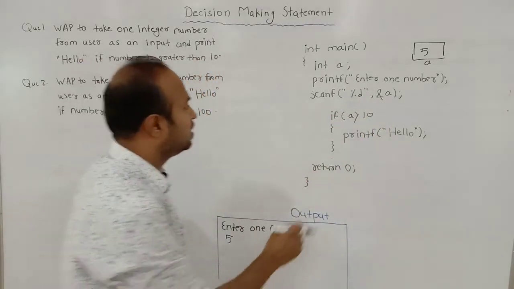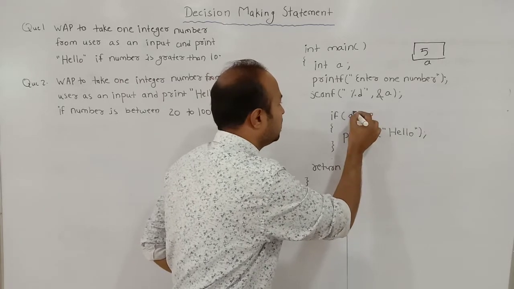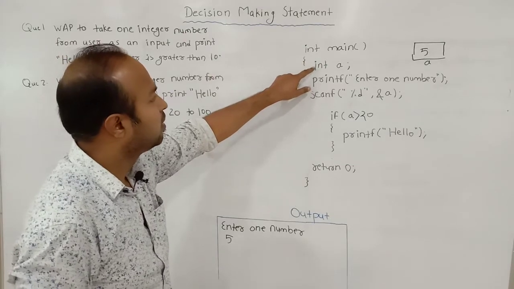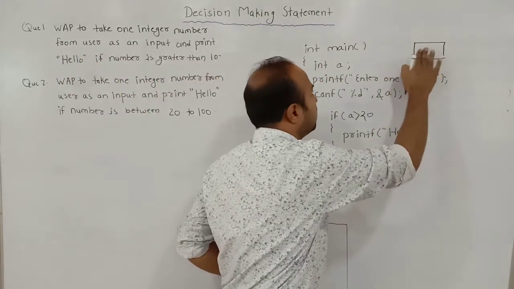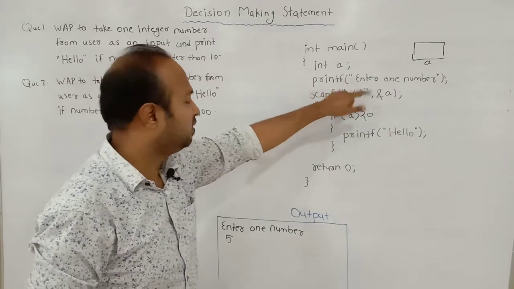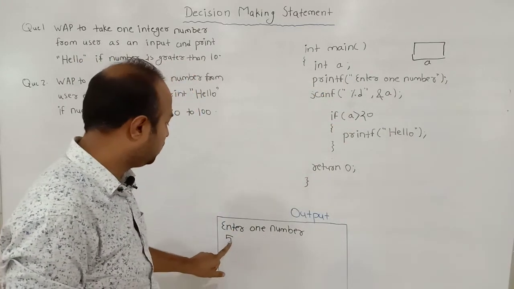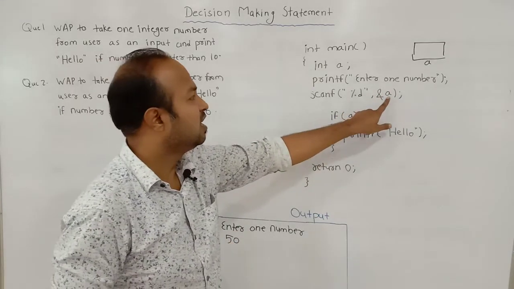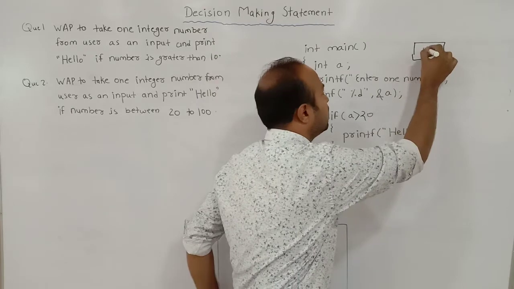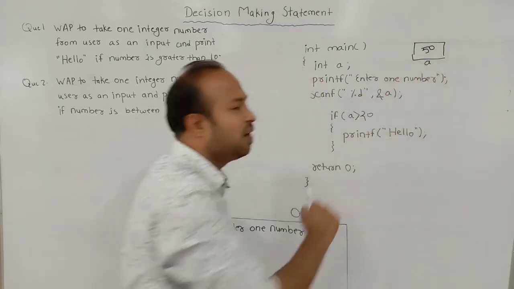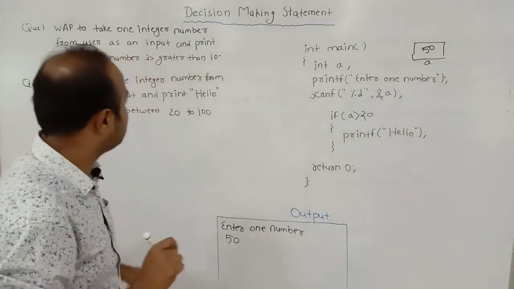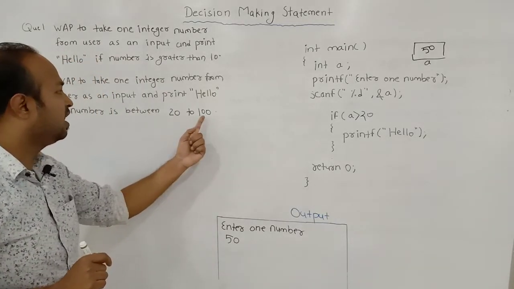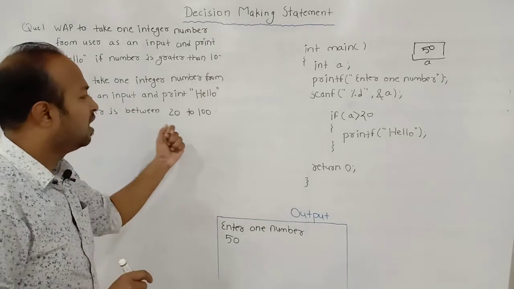So our condition will be a greater than 20. First of all, when this program executes, one memory block will be occupied for a. This printf will print the message "enter one number". If the user enters, for example, again 50, this 50 will be stored in a, so the value of a will be 50. In this case we have to print hello because 50 is between 20 and 100.